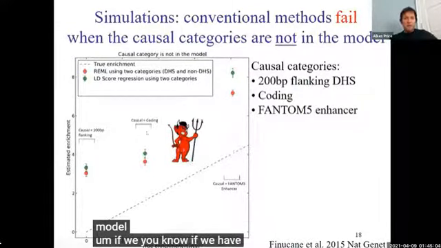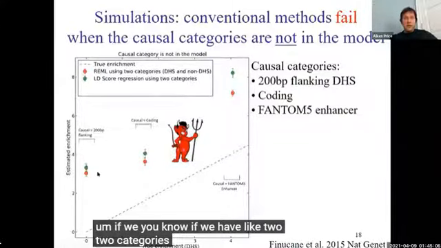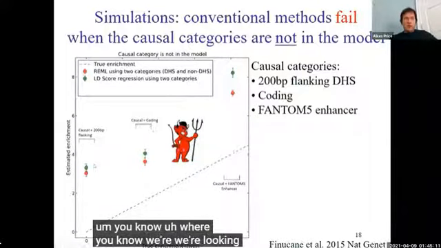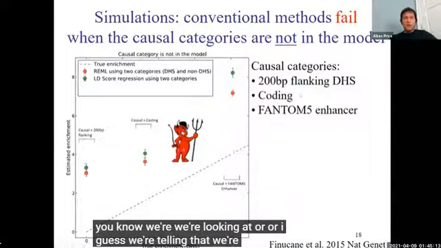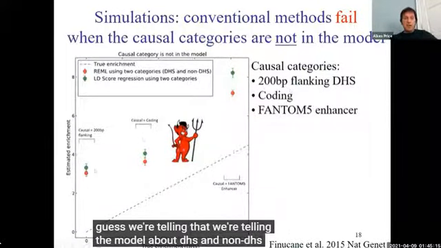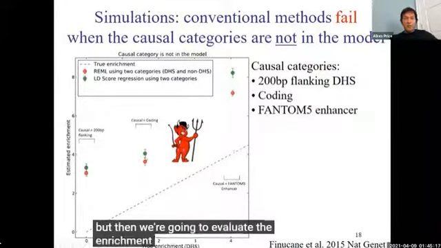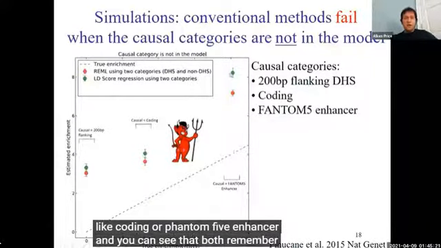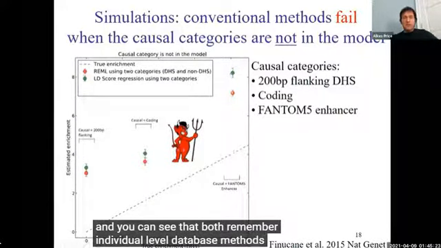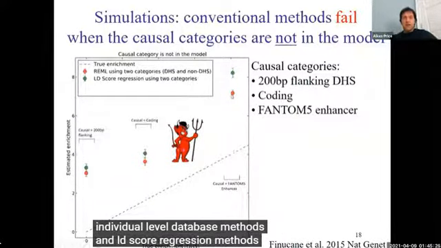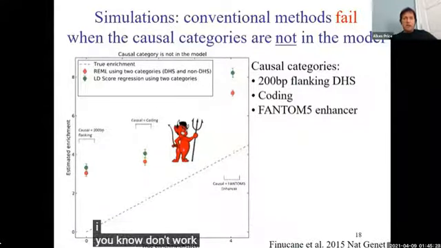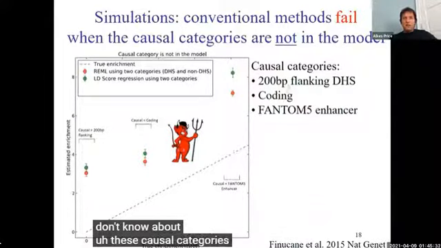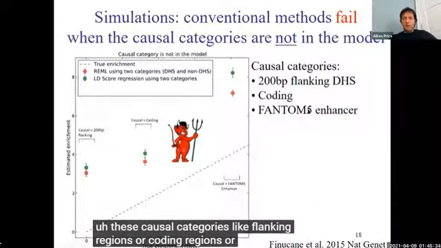If we have two categories, where we're telling the model about DHS and non-DHS, but then we evaluate the enrichment of these other categories like coding or Phantom 5 enhancer. You can see that both REML individual-level data methods and LD score regression methods don't work very well when they don't know about these causal categories like flanking regions, coding regions, or enhancer regions.